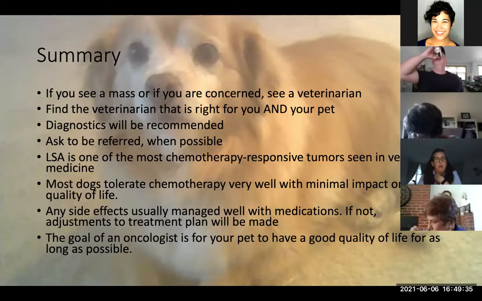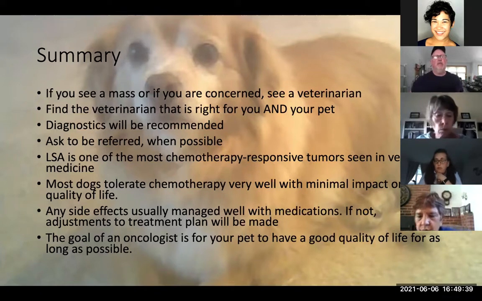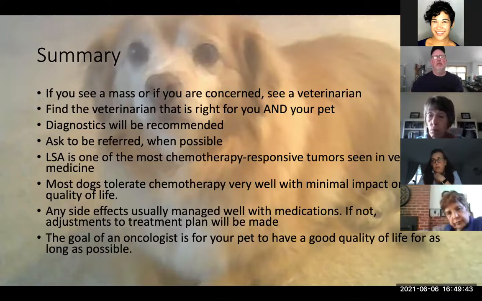My goal as an oncologist, and all the oncologists that I know, is that your pet has an excellent quality of life for as long as possible. Hearing that diagnosis, hearing about chemotherapy is scary, but their quality of life is prioritized, and we really try to make sure that if there are any tough days, they don't happen that often.